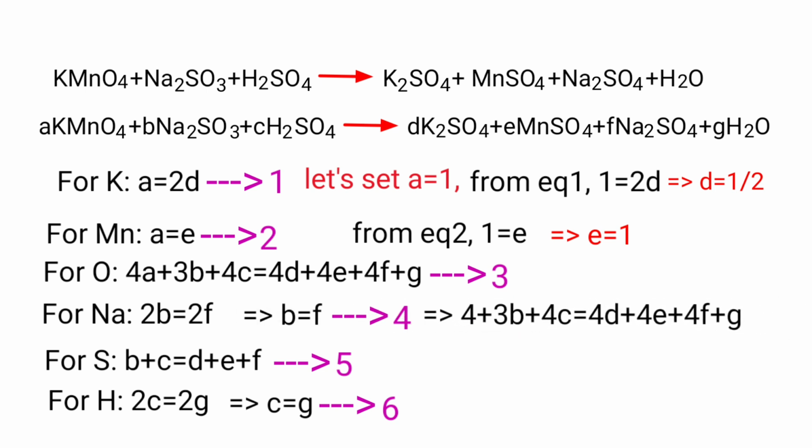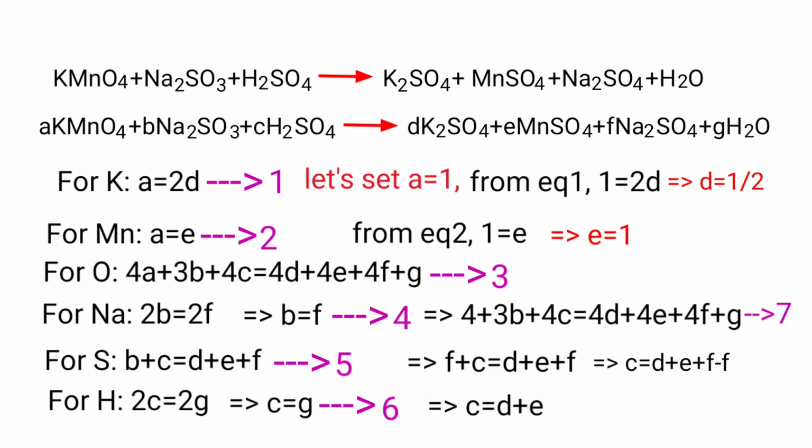From equation 3, 4 plus 3B plus 4C is equal to 4D plus 4E plus 4F plus G. Now you can apply equation 4 in equation 5. Then F plus C is equal to D plus E plus F. Then C is equal to D plus E plus F minus F.